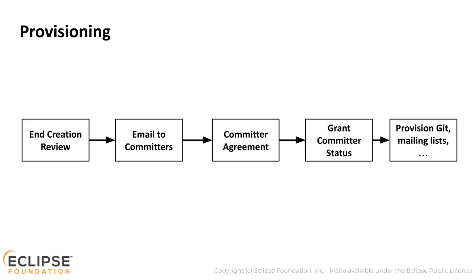Following the successful completion of the creation review, all of the committers listed on the proposal are sent an email with instructions for completing their committer agreements. Shortly after at least one committer completes their agreement, the Eclipse IT team will provision project resources, including mailing lists, Git repositories, and so forth.